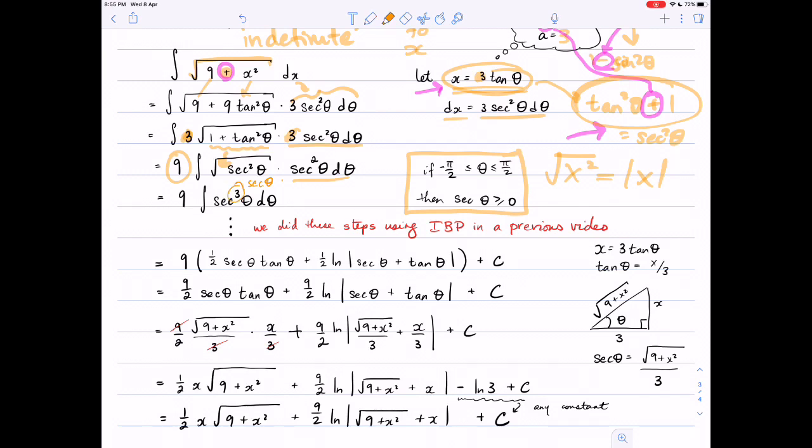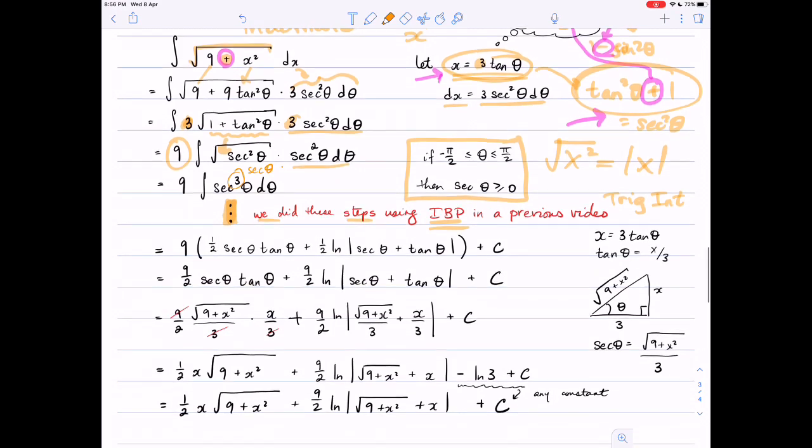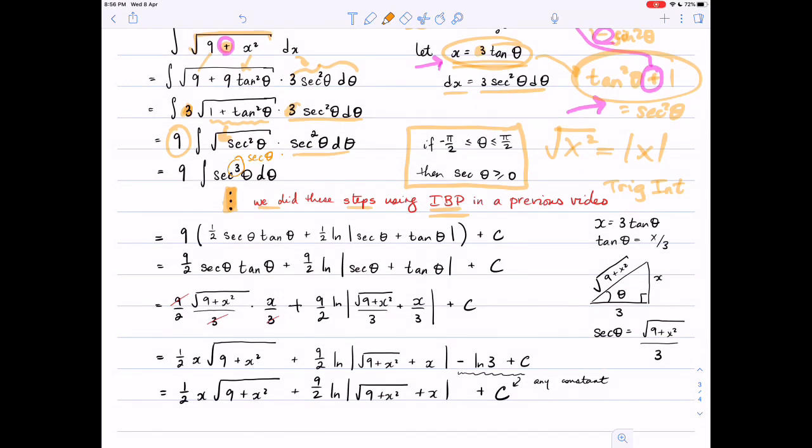And now I'm going to pull a bit of a fast one on you. I'm going to skip these steps. There are many steps in there, but we did these steps in a previous video using integration by parts. If you didn't watch that video, I suggest you do. It's the second video on trigonometric integrals, where we did a whole example that was in here. That is not short, that is long, but I'm going to skip those steps because we have done them previously. And I'm going to write down the answer that we got. We got this.